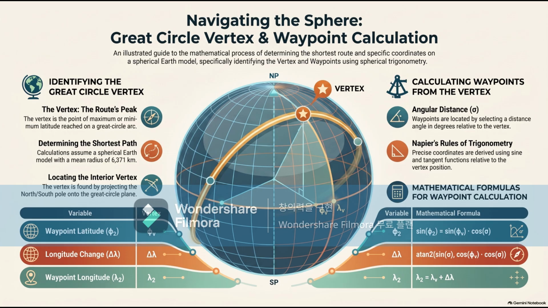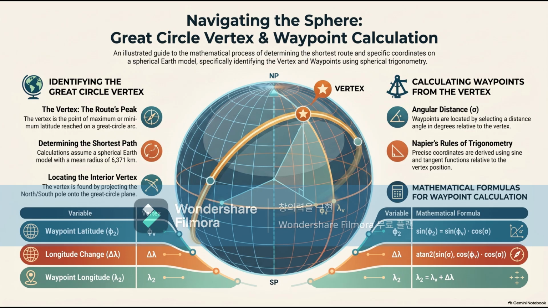And to get it, the code uses an arctangent function called ATAN2. It divides the sine of our distance by the cosine of the vertex latitude multiplied by the cosine of the distance. Just trying to visualize that division gives me a headache. It is a lot of math crammed into one line of code. What is that mechanism actually doing under the hood?